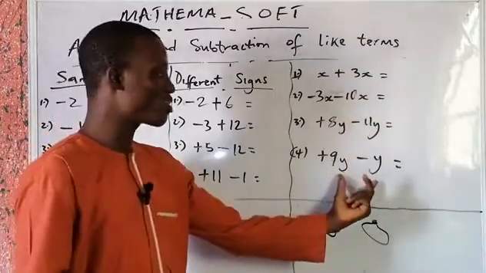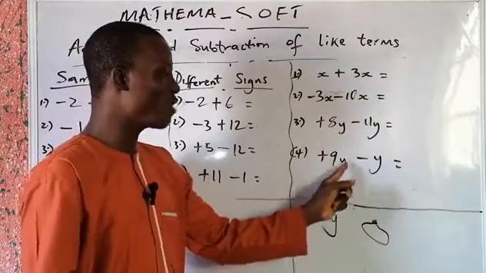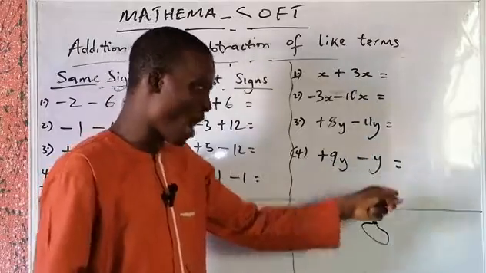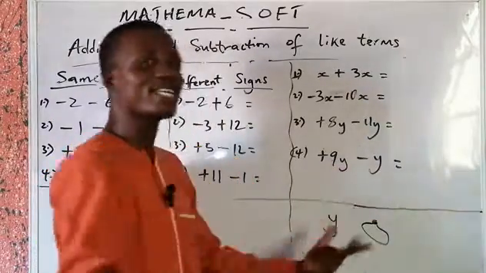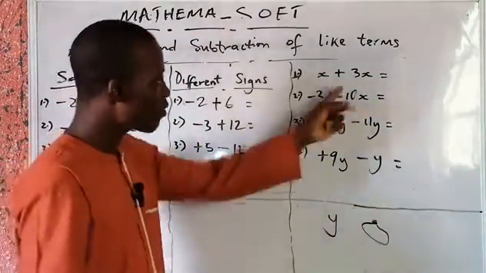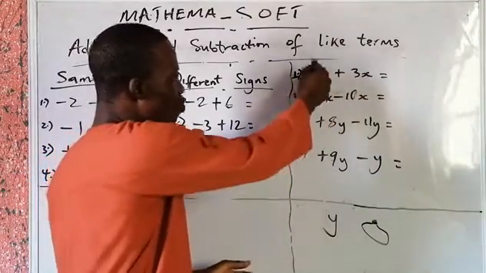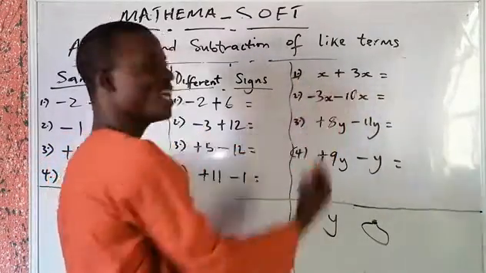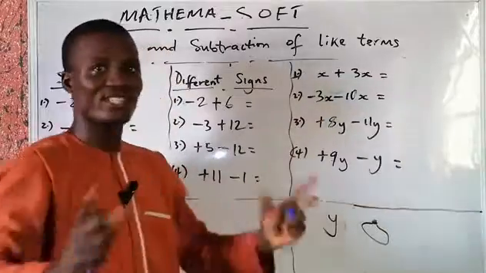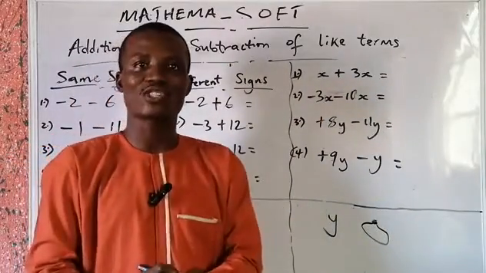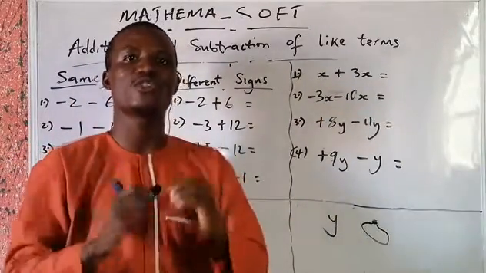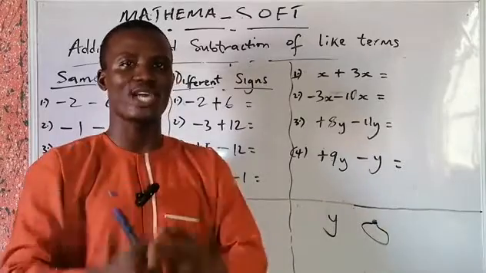So when you look at this question, it means plus 9y minus 1y. 1 is here, but it will not be written. Likewise, this, you can see, means 1x plus 3x. So 1 is there, but you are not seeing it. Because that was not actually mentioned in the course of the class, I don't want you to get confused.